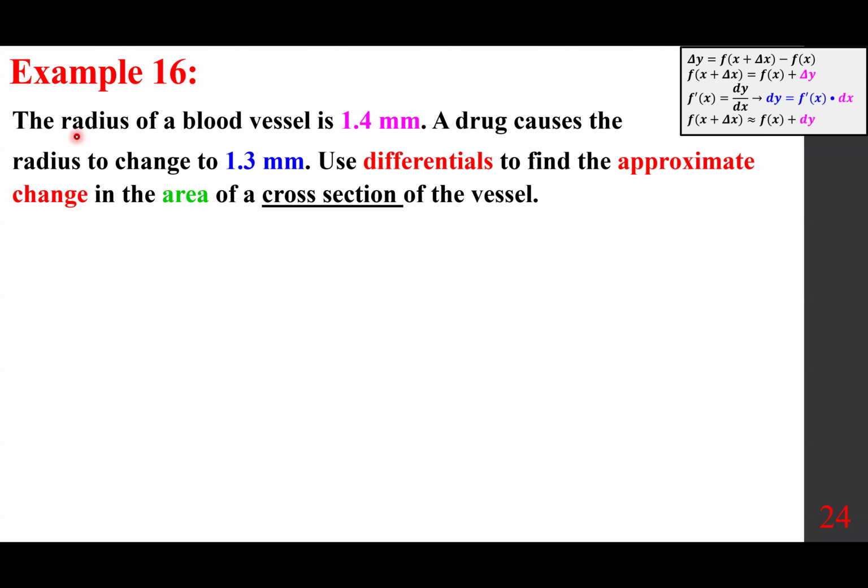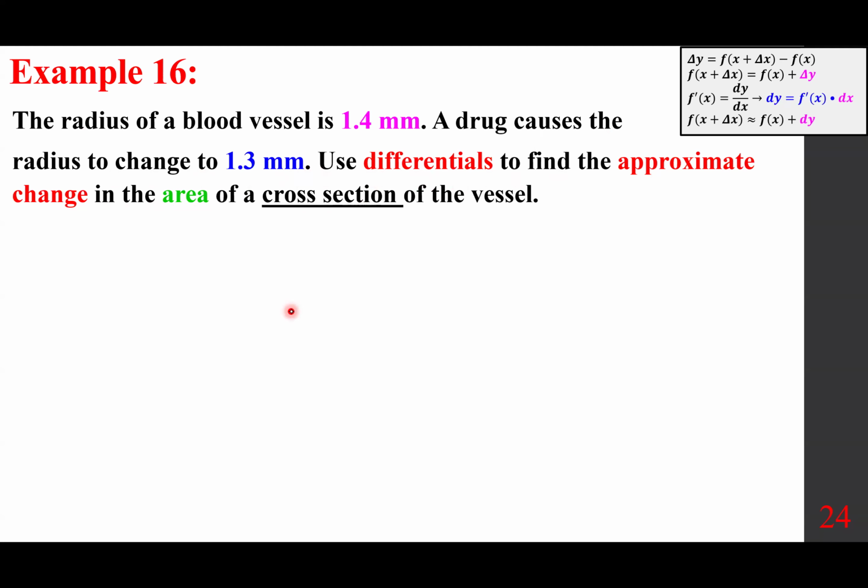The radius of a blood vessel is 1.4 millimeters. A drug causes the radius to change to 1.3. It shrinks. Use differentials to find the approximate change in the area of a cross section of the vessel. And I hope you realize that as a circle. Okay, it's a circular shape, the cross section of the vessel.